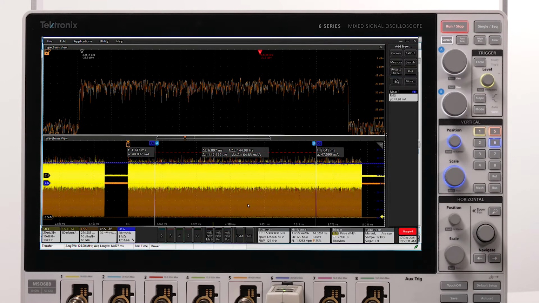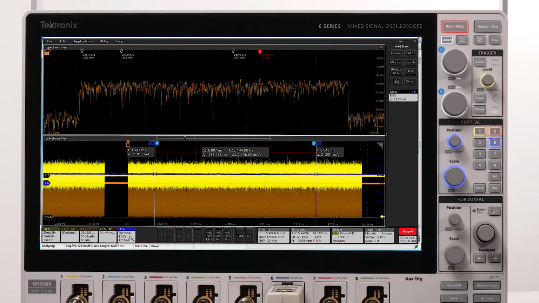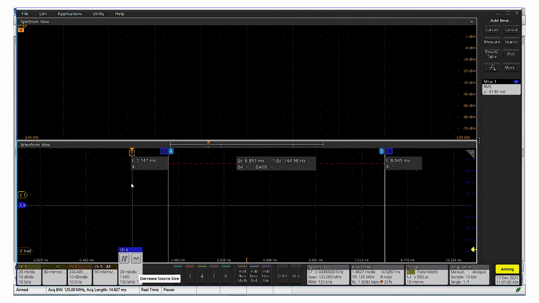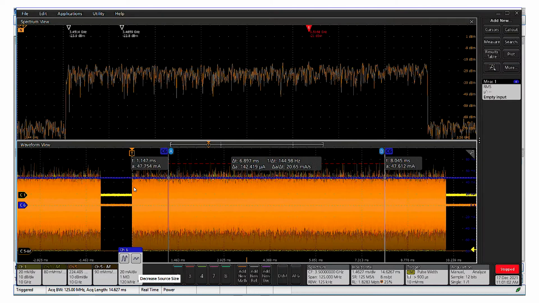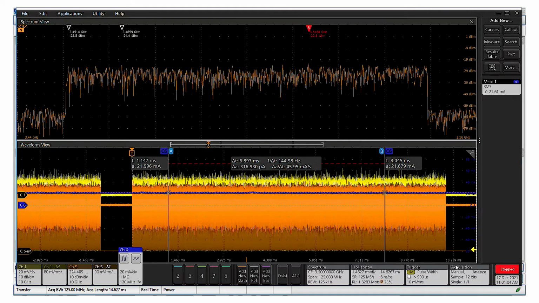And if you had a traditional VSA, you'd be stuck and still guessing. But with the Series MSO, because it can look at both analog, digital, and RF at the same time, we can correlate the root cause. So if we look at our current probe measuring on channel 6 and RF output on channel 5, we can see that the current is dropping.